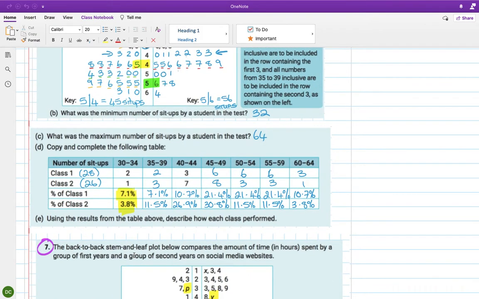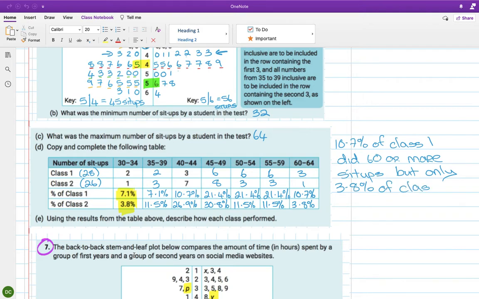So I suppose we could talk about the fact that 10.7% of class 1 did 60 or more sit-ups, but only 3.8% of class 2 did 60 or more. Okay, that would be a comment.